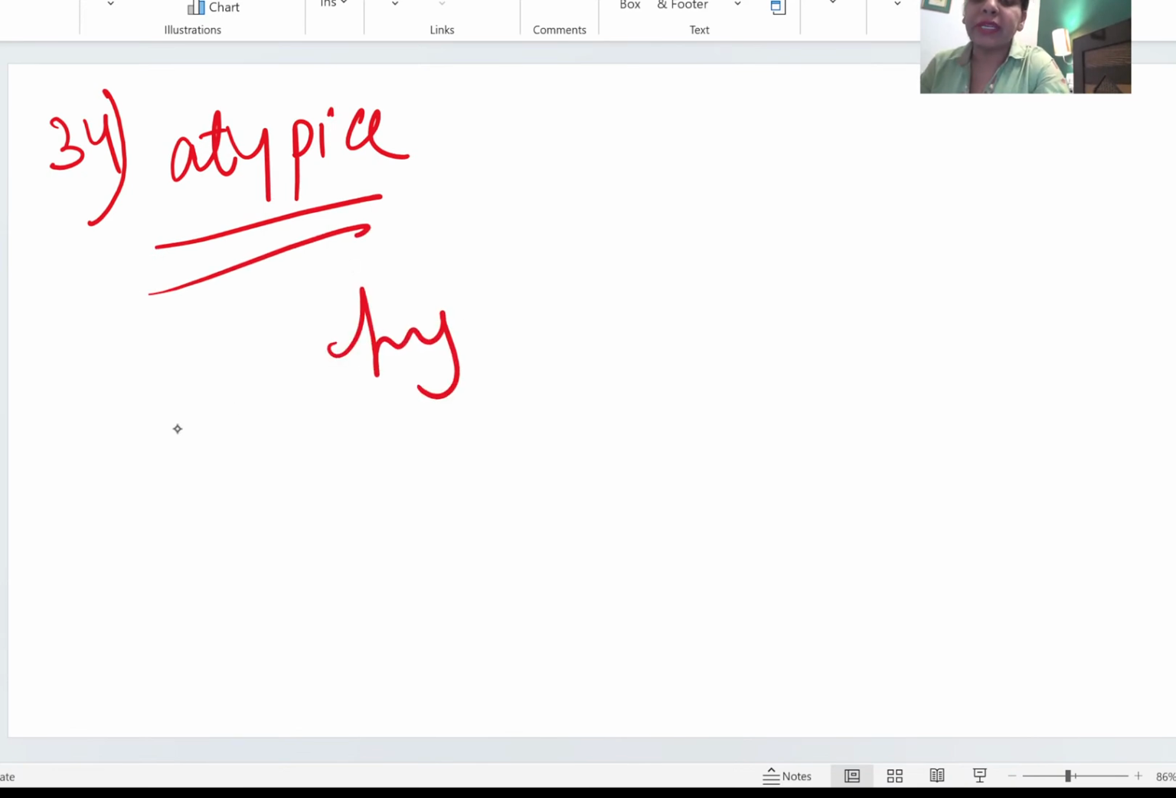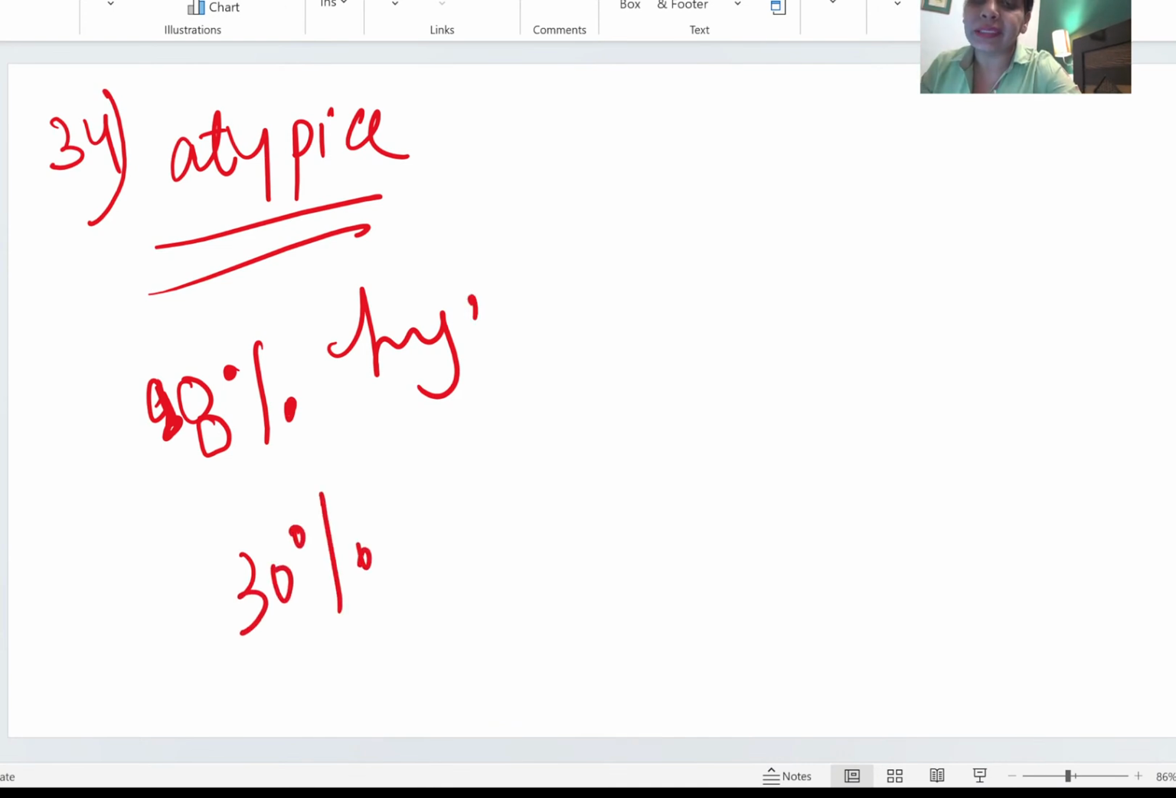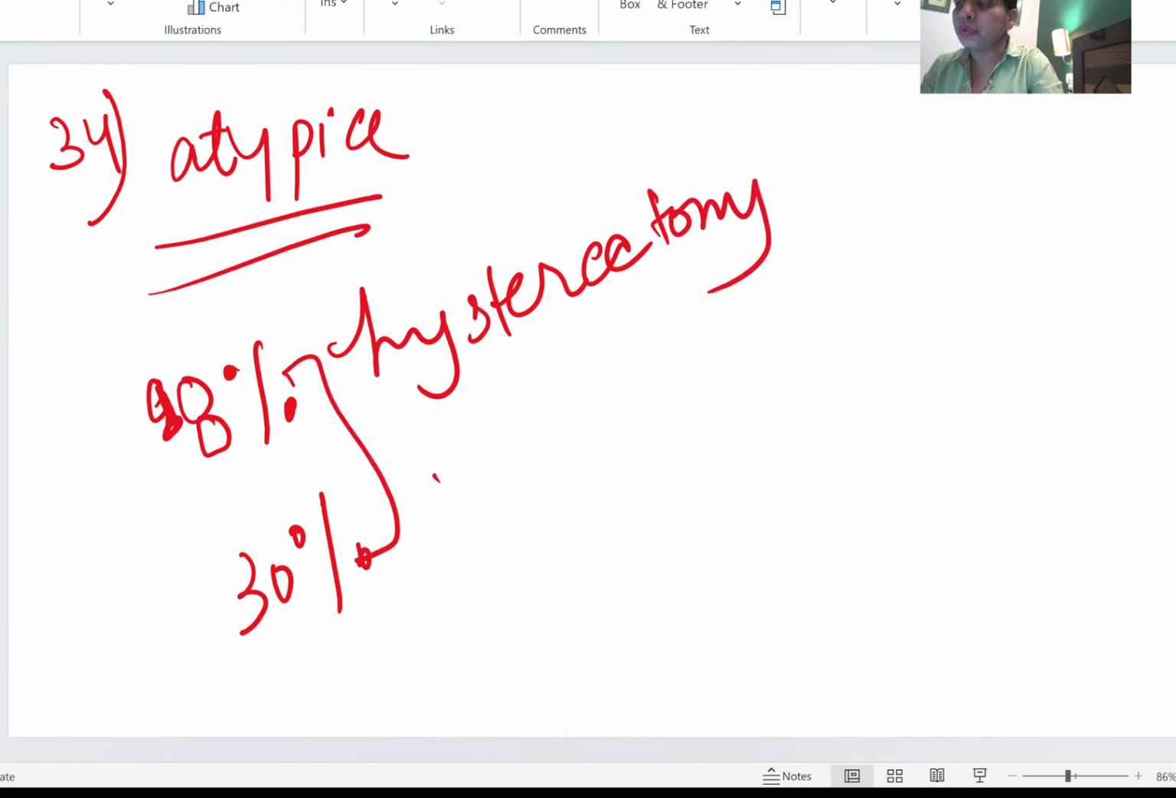it means the risk is either 8% if it is simple hyperplasia, and if it is complex hyperplasia, then the risk of having endometrial cancer is 30%. So why make the patient live with such a high risk? So hysterectomy should be done. Hysterectomy should be done.